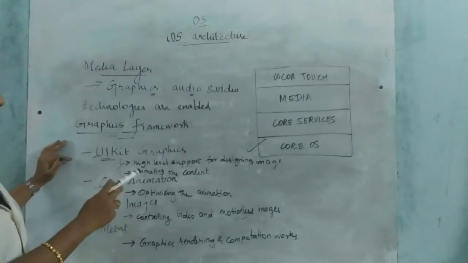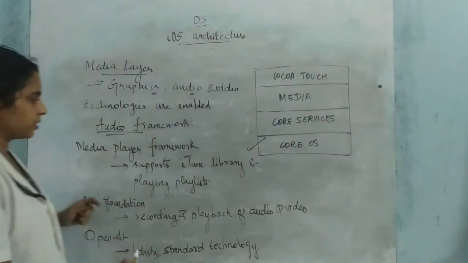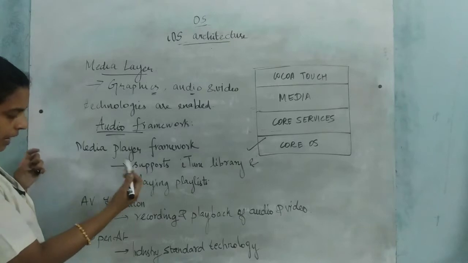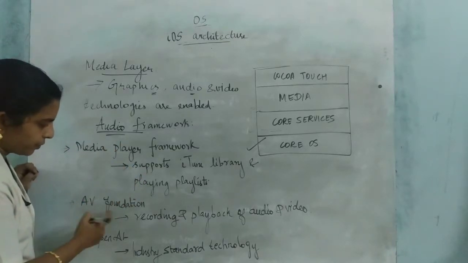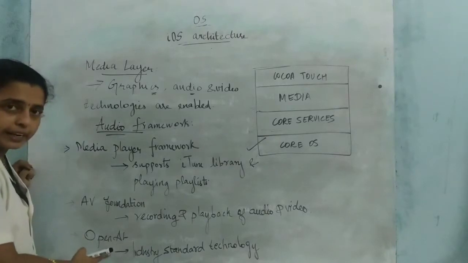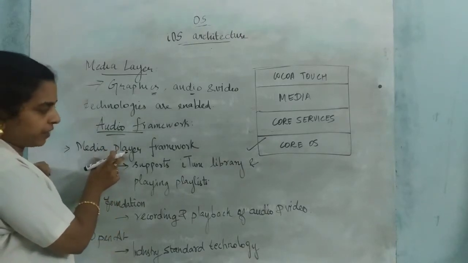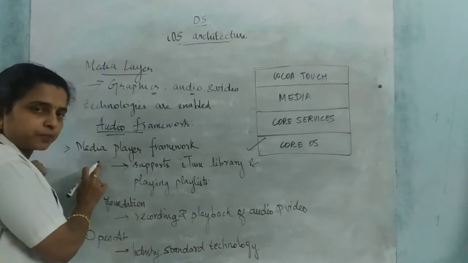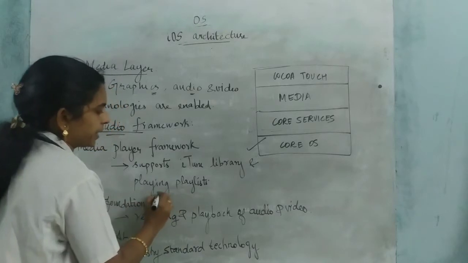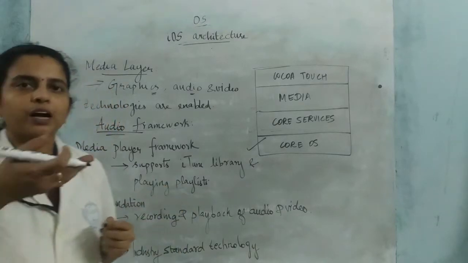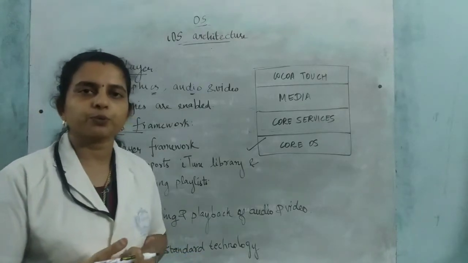Okay, next we can see the next one, that is the audio framework. Under this audio framework, we have three frameworks: Media Player, AV Foundation and OpenAL. Okay, so the first one is the Media Player framework, and this Media Player framework supports the iTunes library and playing playlists. Okay, you have seen the media player on your mobile devices, right? So what are we using that for?